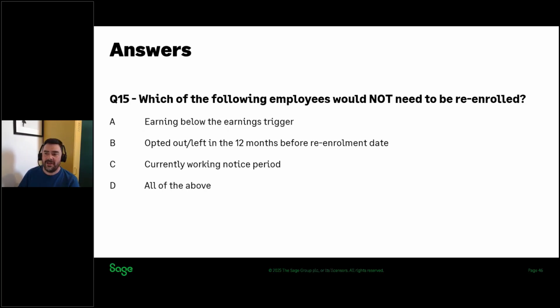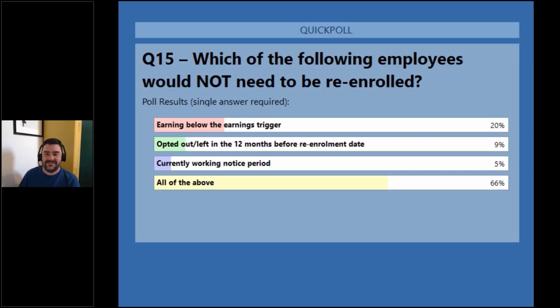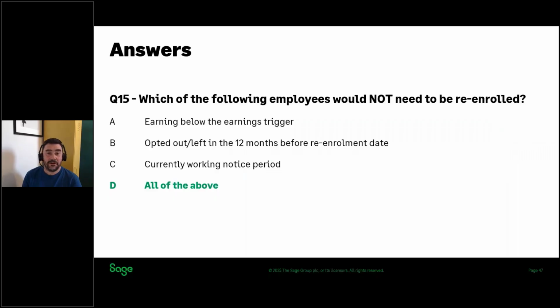Question 15, bit of a tricky one, this one. Which of the following employees would not need to be re-enrolled? So what did you think on this one? We did have 20% saying employees earning below the earnings trigger. 9% those that opted out or left in the 12 months before re-enrollment. 5% currently working notice period, and 66%, so a good majority, saying all of the above. Let's see which answers were right. So the correct answer was all of the above.